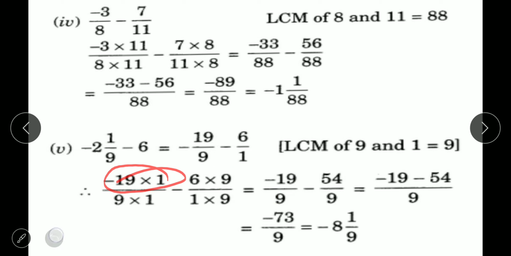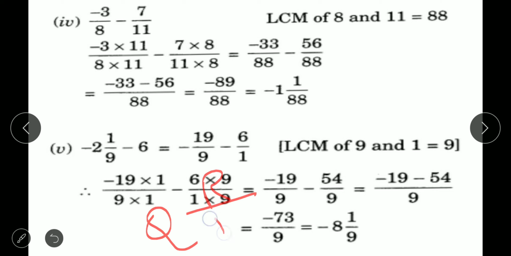Okay, so now you have to subtract the two rational numbers. For subtraction, first you have to check the sign. How? Minus 19 and minus 54 are there, so minus minus plus you have to do. So minus 19 minus 54 will be minus 73 upon 9. Now this is an improper fraction. Change into mixed, and to change into mixed, what do you have to do? 9 eights are 72. Okay, 1 is left upon 9, so minus 8 upon 9, it means quotient, remainder upon divisor. It means minus 8 1 upon 9.